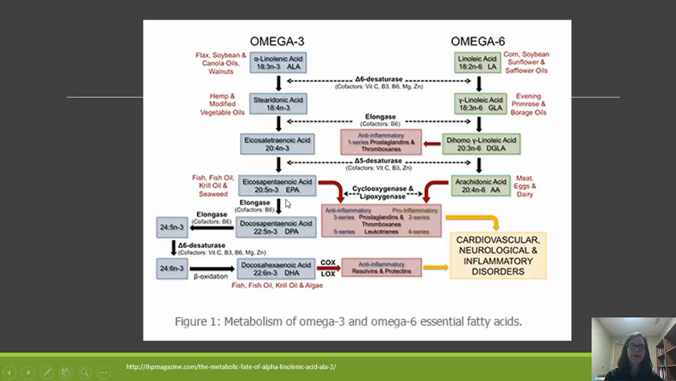And it's showing a different pathway here where EPA is eventually converted to DHA. And again, this results in anti-inflammatory, not necessarily eicosanoids, but molecule substrates that also have an impact on cardiovascular, neurological, and inflammatory disorders.